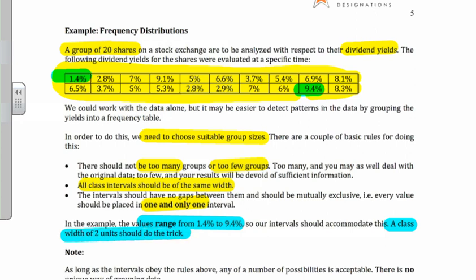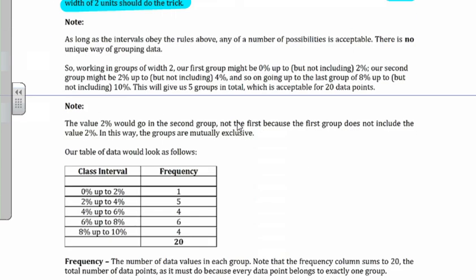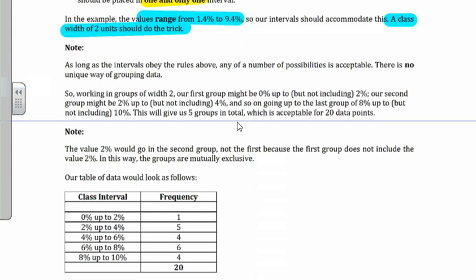How did I come to that? Purely experience, but you'll see what we do when we come over here. So look what I do. Remember what we said, guys? We are going to use a class width of 2 units. So what is a class width of 2 units?